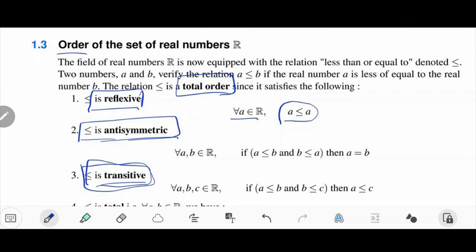In R, it's the same case. If you take any two numbers, you will have for sure one of them less or equal than the other, whether the first is less or equal than the second, or the second is less or equal than the first. One of them is in relation with the other one, which means that the order here is total. Now you can tell me, of course, but Mr., it will always be a total order.